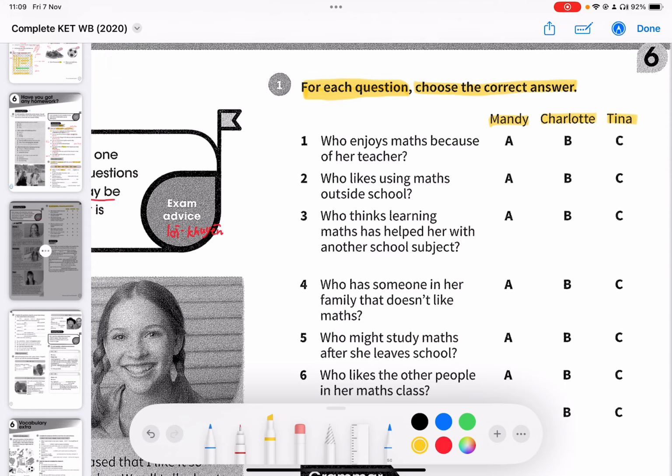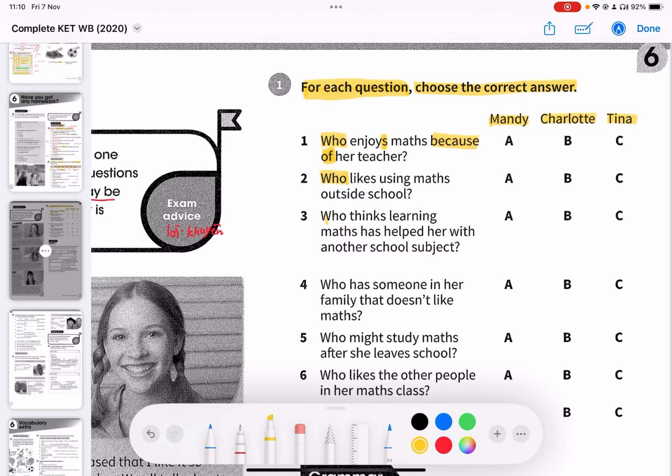So that you can know how to do it. Who enjoys maths because of her teacher? Her teacher. So, okay. Who likes using maths outside school?